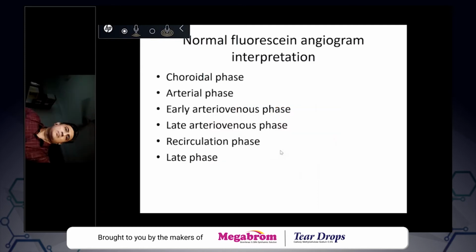To understand the normal fluorescein angiogram, there are a few phases. One is the choroidal phase. Second is the arterial phase. That means when the dye comes into the choroid, when the dye comes into the artery, then the dye comes into the vein from the artery. That is called the arteriovenous phase, which is early and late. Then the recirculation phase and the late phase.